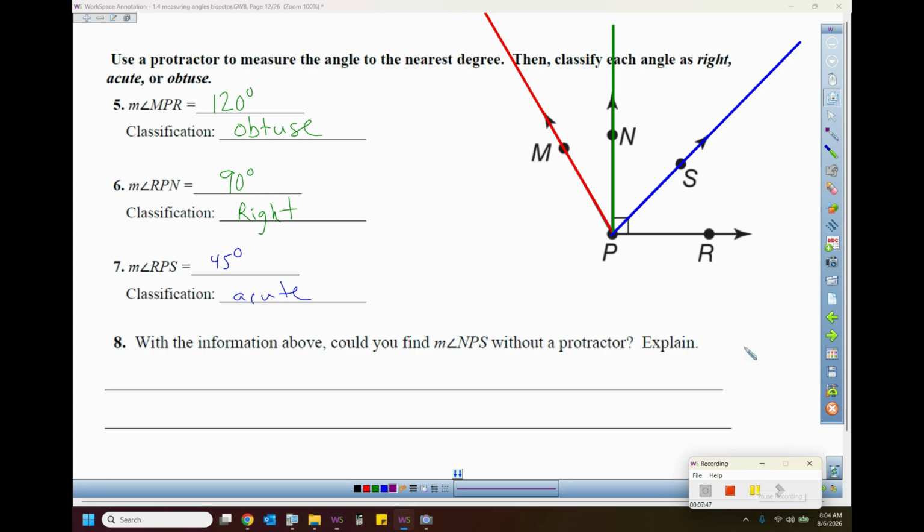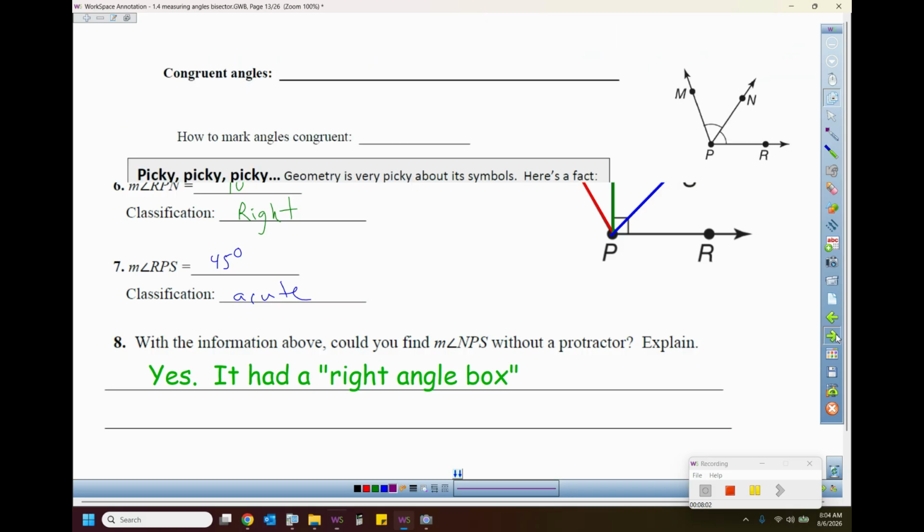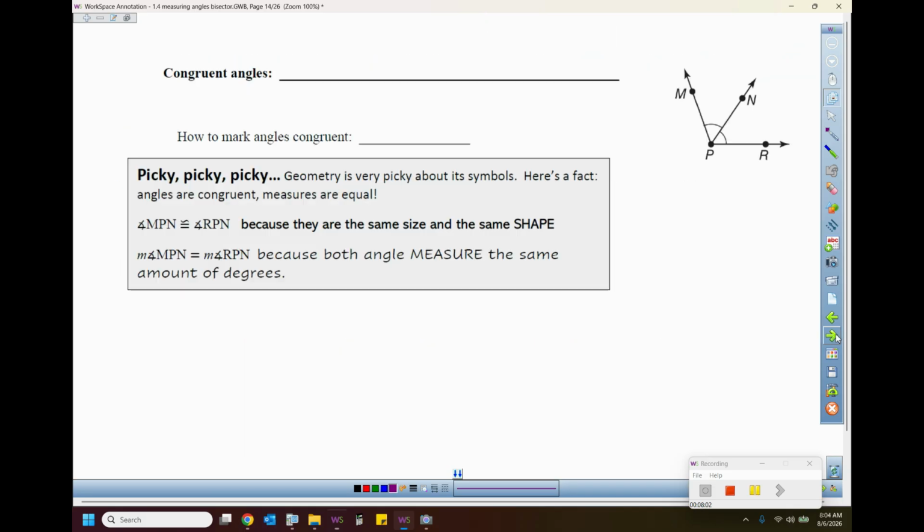So we're back here, and we got that acute angle, and the main reason why we could have done that number 8 is because it had that right angle box. Right? If you ever see that right angle box, you don't need to use a protractor to measure the angle because they're straight up telling you, this is 90. Then the magic word of the day is congruent angles. Congruent, remember it meant same size, same shape. Well, when we're talking about angles, congruent angles are angles with the same measure.